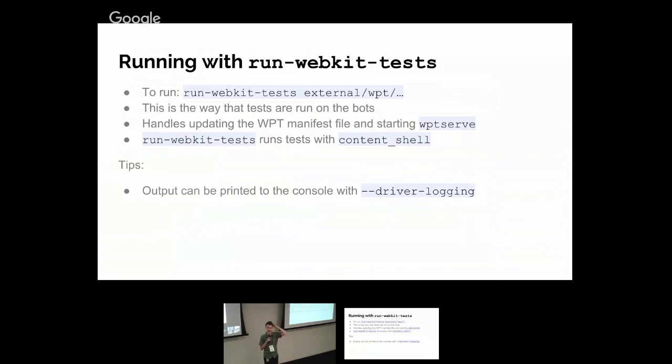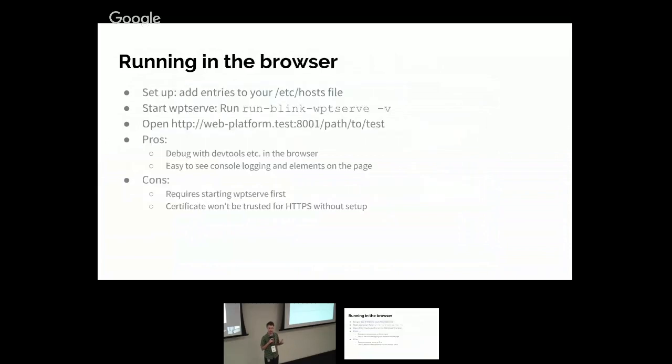And run-webkit-tests takes a lot of flags that you can use to make it print the results of the test or standard error. So this is a great way to run the tests. But it may be a little bit slow, and it's very useful to run the test in the browser for debugging. Running the tests in the browser requires a little bit of setup, but once you've got it set up, it's easier to debug the test and see specifically what's happening.